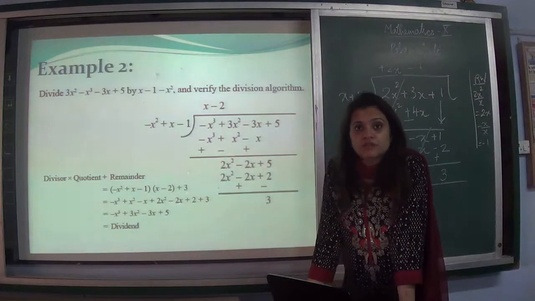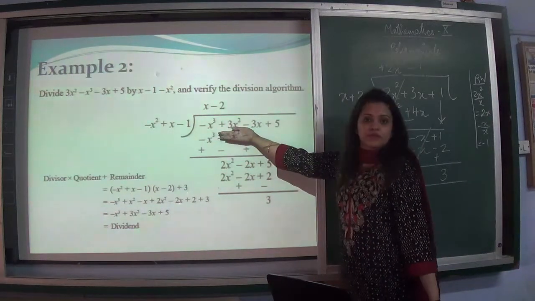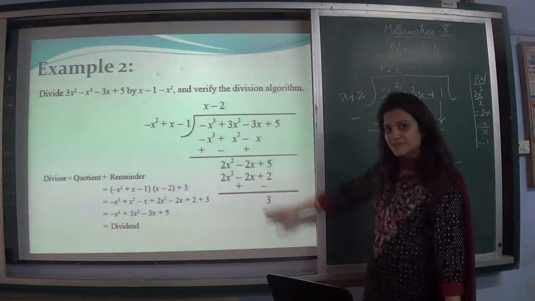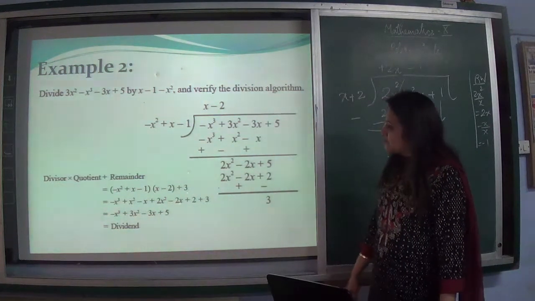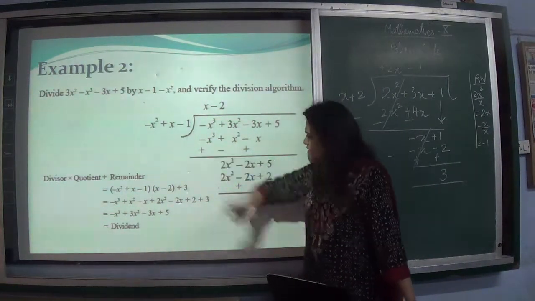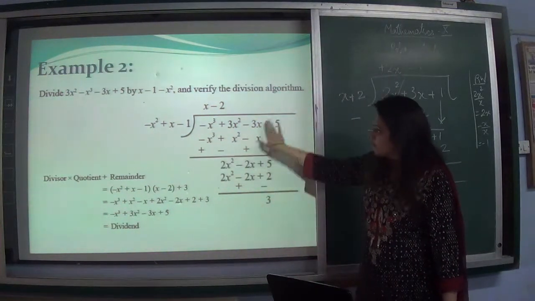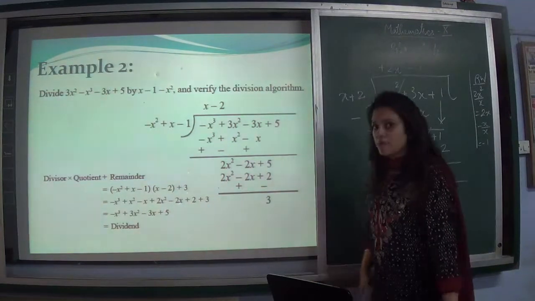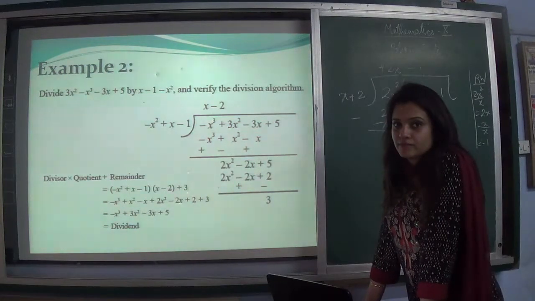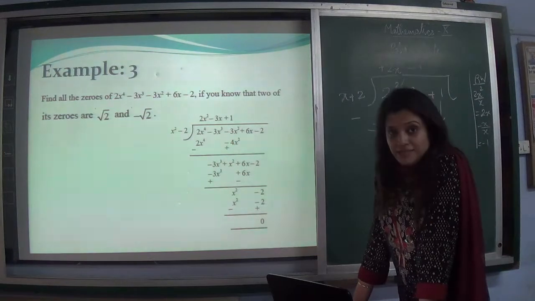Before the verification, let's quickly identify what is the dividend. Dividend is this entire polynomial, which is a cubic. What is the quotient? Yes, x minus 2, you got it right this time. And the divisor is minus x squared plus x minus 1. These are not difficult terms, remember. And the remainder is 3. Divisor into quotient plus remainder, is it coming out to be the dividend? Just take a minute, pause for a second and see if it is coming out to be the same. Right? Let's move on.